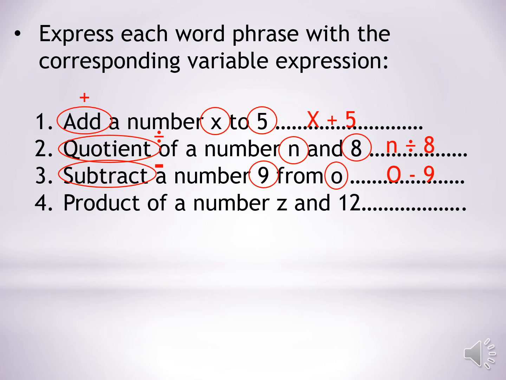Number 4, product of a number Z and 12. Product, this is a keyword for multiply. Number Z, this is my symbol, and 12, this is my number. So I can put Z times 12, or 12 times Z, or 12Z. No difference between them, because here I have a hidden multiplication.